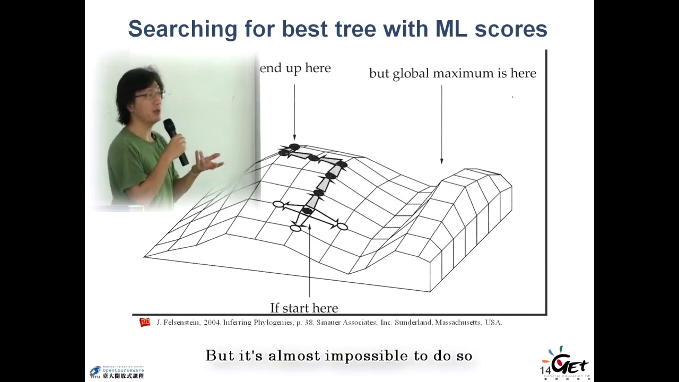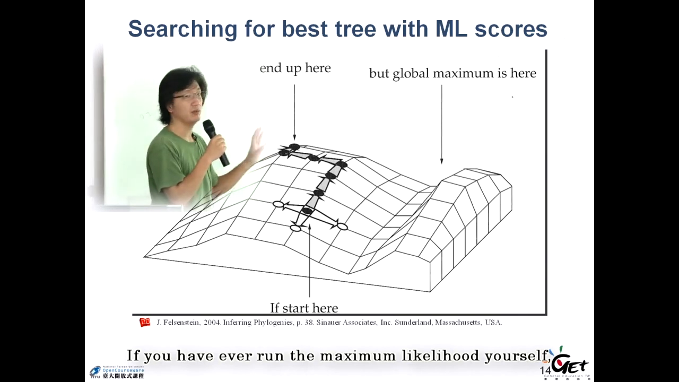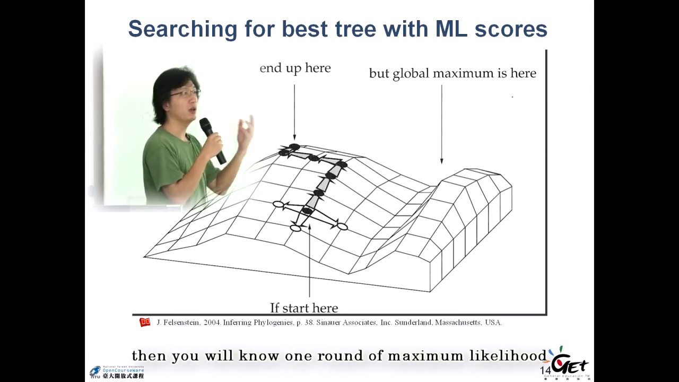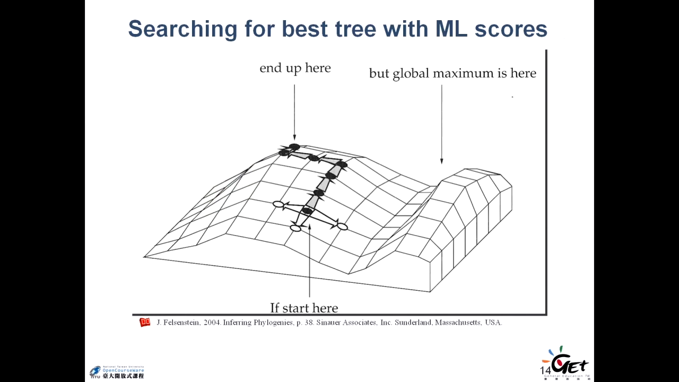But it's almost impossible to do so, as if you have ever run the maximum likelihood yourself, then you will know one run of the maximum likelihood will take hours or days to finish if you don't do any approximation of the analysis. But right now there are some programs that can do that. But again, if we want to have random starting points to do that, then it will take double or triple the time or 100 times to finish the analysis.